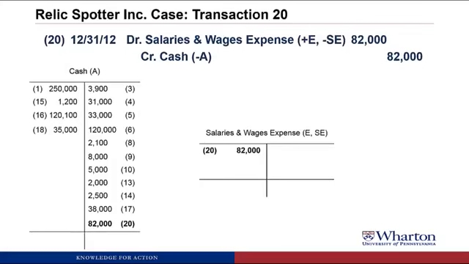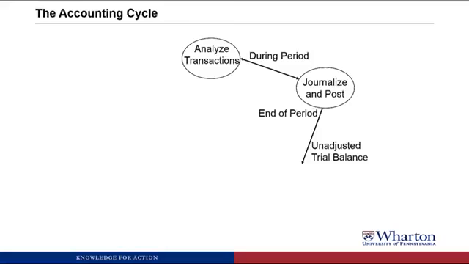Now it's the end of Relic Spotter's fiscal period, so we're going to close the books to any more transactions with the outsiders. The next step in the accounting cycle will be to do an unadjusted trial balance, which makes sure that everything that we've done so far during the fiscal period has been okay. There have been no math mistakes or transposition errors. So I'm going to bring up Excel and show you how to do this.